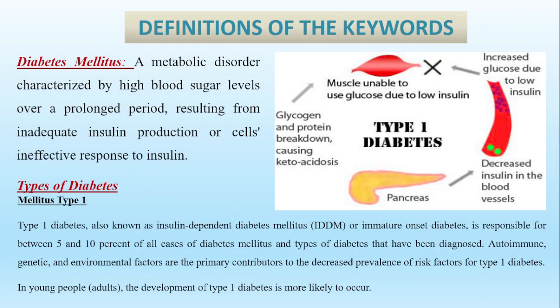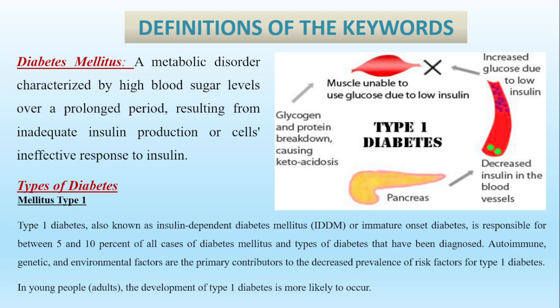Now, diabetes is classified according to the working of insulin, how it properly transports glucose. Type 1 diabetes means that the body does not produce insulin. Type 1, also known as insulin-dependent diabetes mellitus or juvenile onset diabetes, is responsible for between 5 and 10% of all cases of diabetes mellitus.